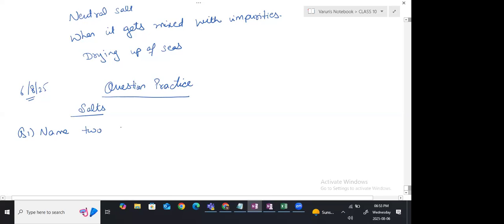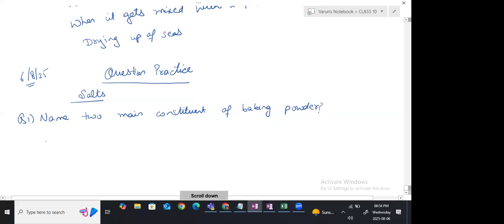Your first question is, name 2 main constituents of baking powder. What are the main constituents of baking powder? Baking soda and an edible organic acid. Baking soda and any mild edible acid. Yes, you have to specify that the acid should be mild. Can you write tartaric acid? Yes, that you can also write.